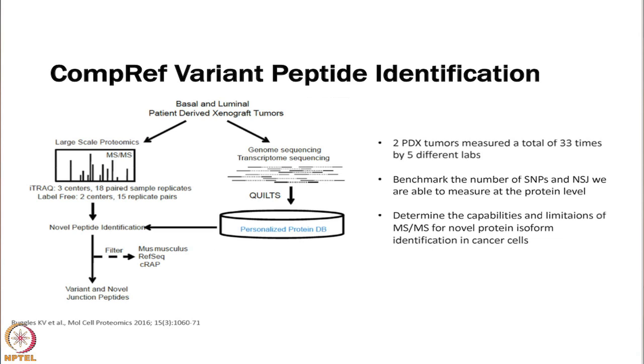Proteomics was completed, as we've discussed, with iTRAQ. And then there was genome and transcriptome sequencing that was done. These were incorporated into this protein database using QUILTS. And then we did novel peptide identification, filtered out the mouse proteins and just the normal proteins we expect to see based on a reference database, and then looked at things that were novel, so either novel junctions or SNPs.